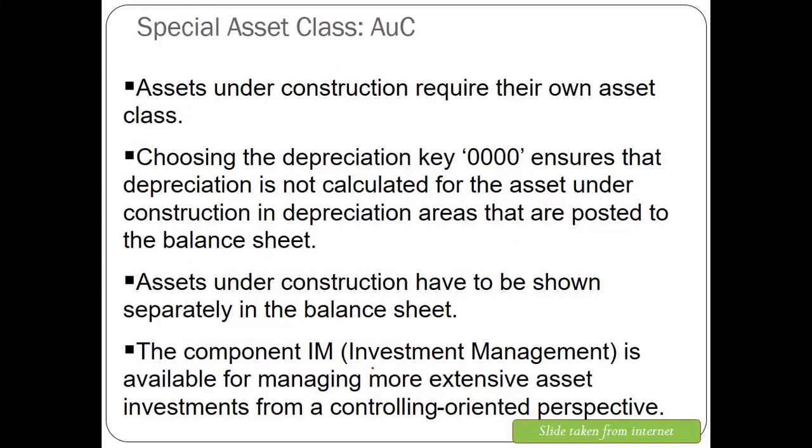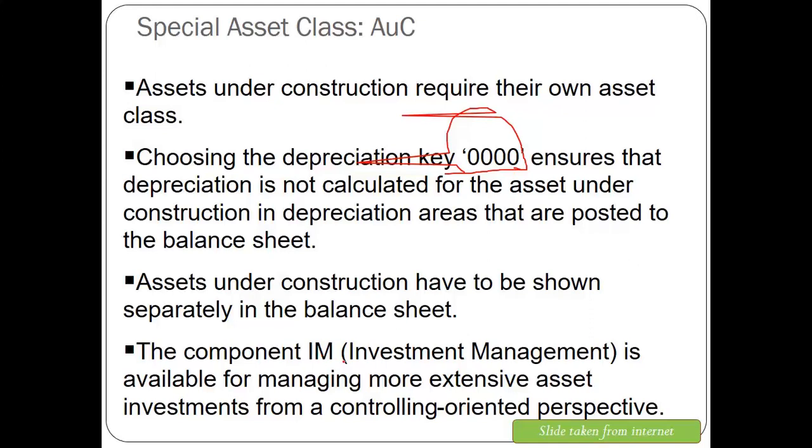For asset under construction, which is a special asset class, the depreciation key assigned to the asset under construction class is 0000, which assumes that there is no depreciation method, no depreciation rate, and no depreciation type, because assets under construction are not depreciated. Since it is part of the asset, it has to have some depreciation key. So we don't say that we don't assign any depreciation key. We have to assign a depreciation key to formalize the system. But the depreciation key is created such that there is no depreciation associated with it.